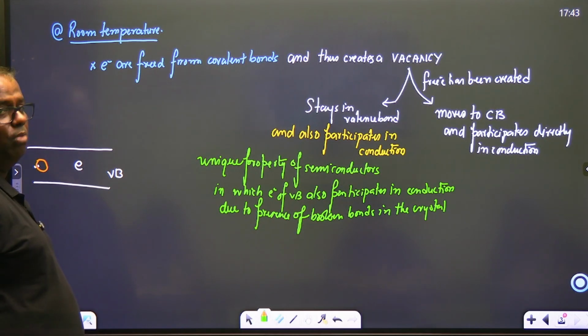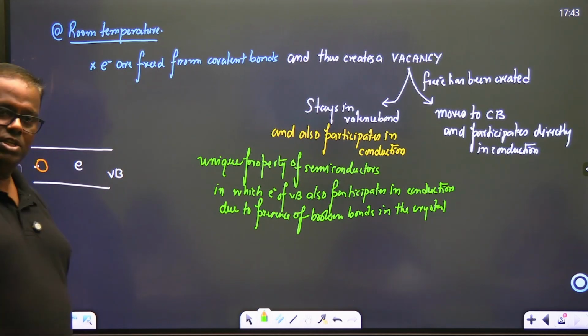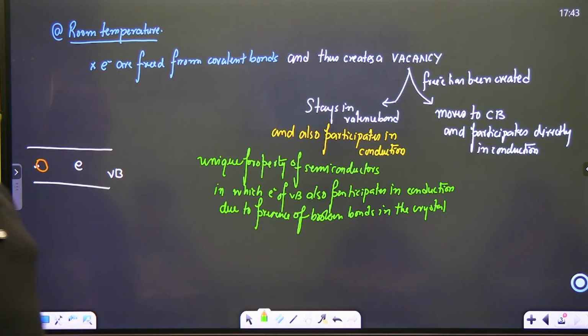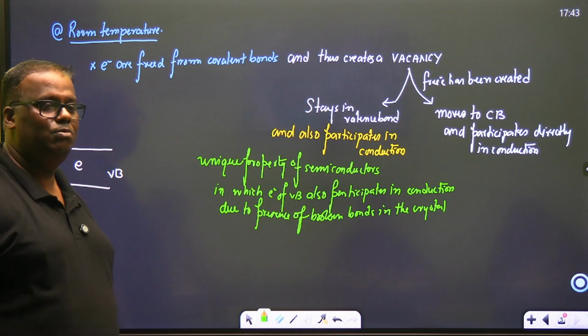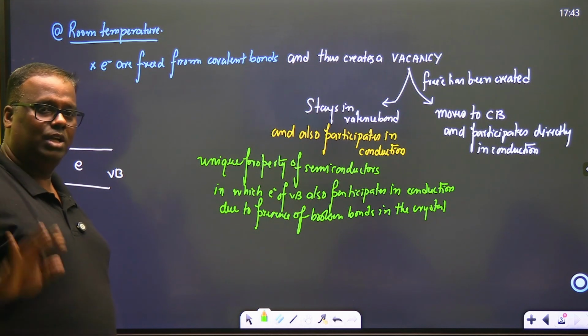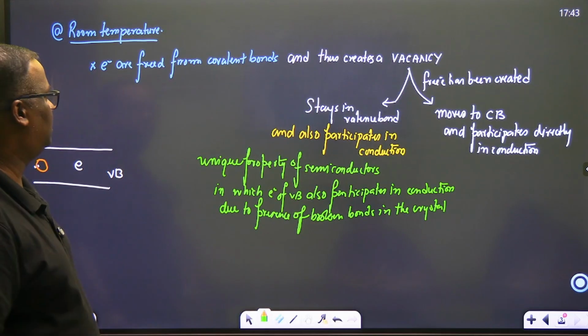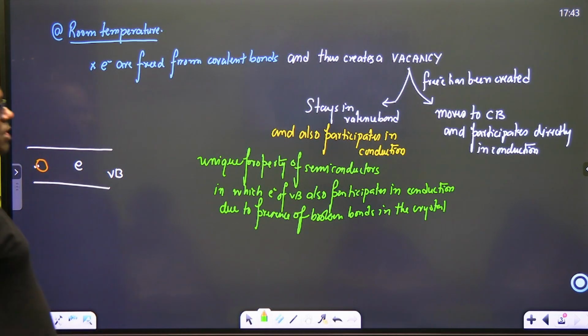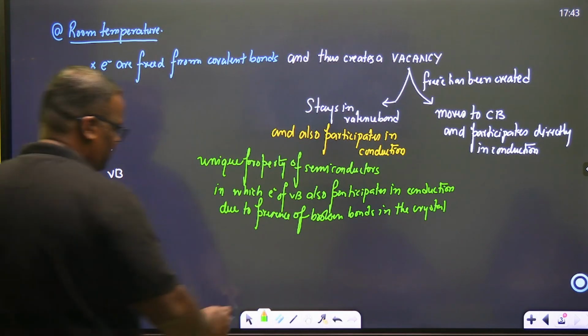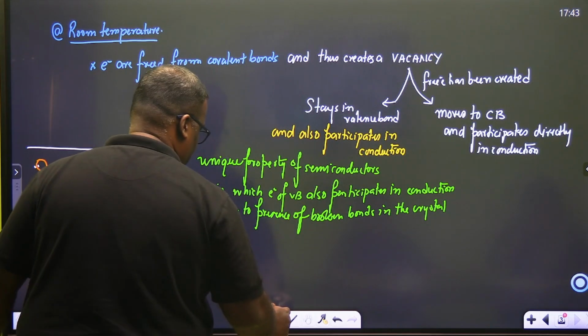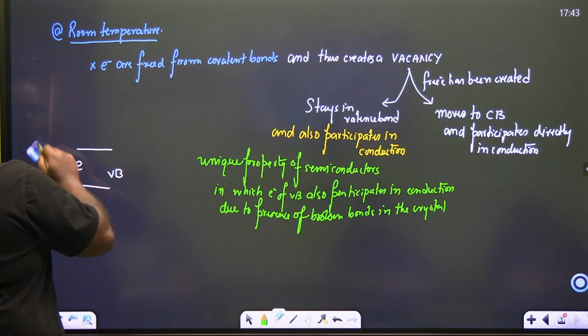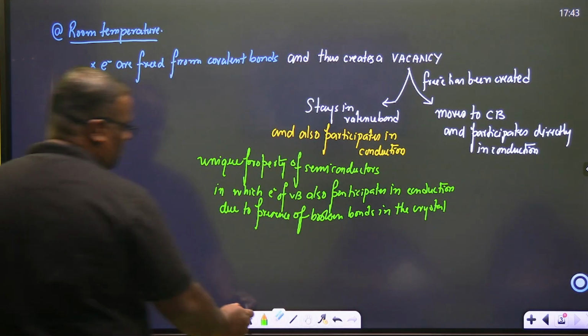Children, if I would have reduced the temperature and brought it back to absolute zero, this free electron would go and form a bond again. We need a free electron. Anytime you have a free electron, the free electron can always conduct. And in semiconductors, it does conduct. Have you written this much? Okay.